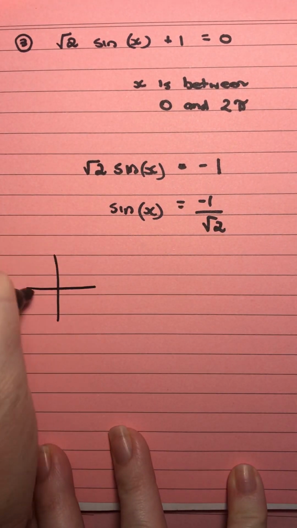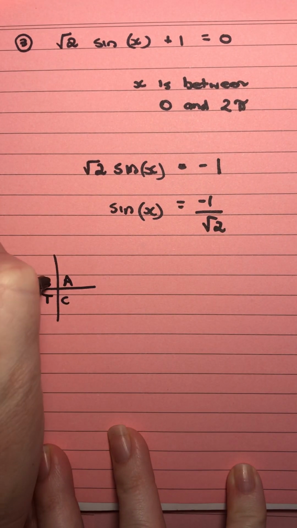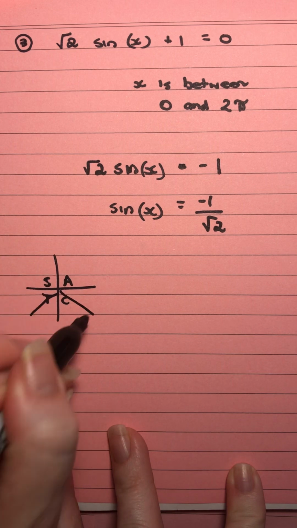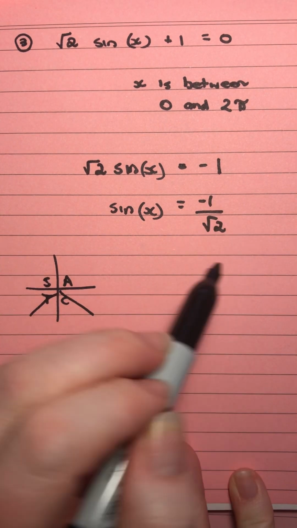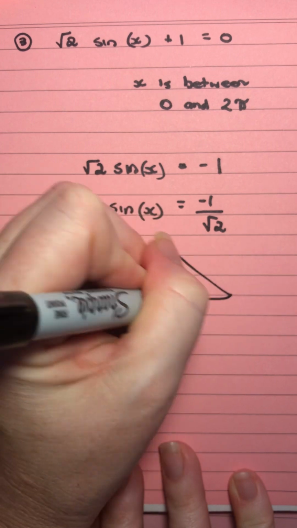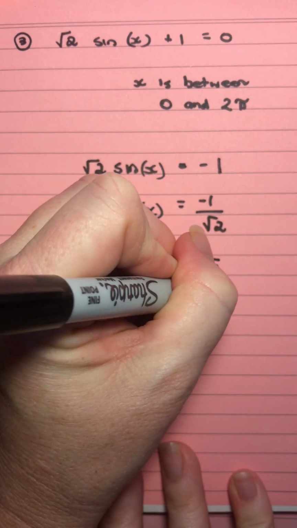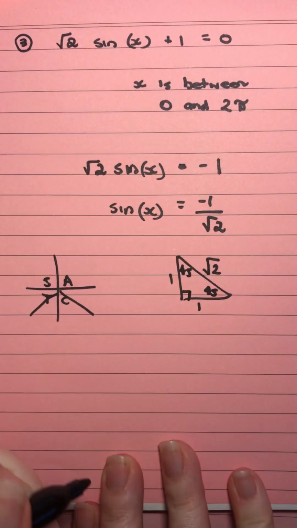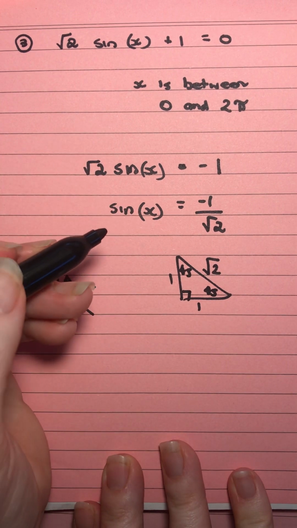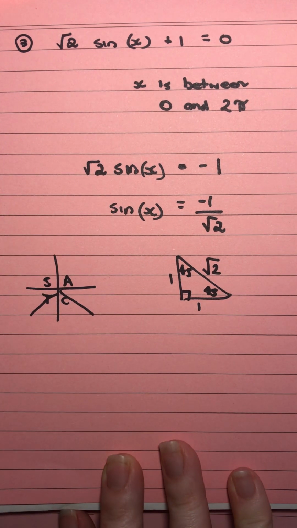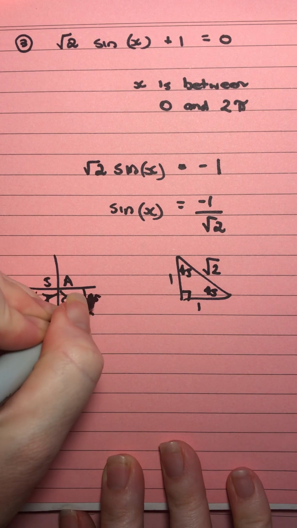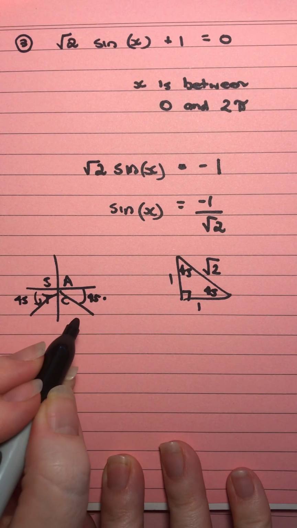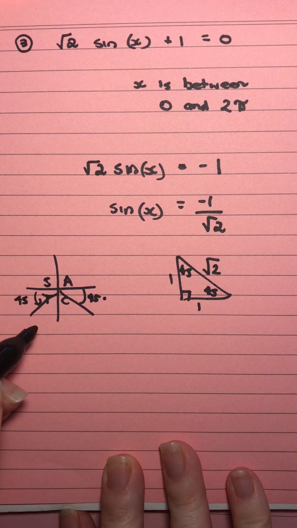If we do a quick sketch, where is sine negative? It's going to be in these two quadrants down here. Now, when I've got 1 on root 2, I know it's going to be my 45-degree triangle. So I know my x is going to be 45. But because I want to get a negative answer, it needs to be 45 here or 45 here, which means I've got 360 take 45 or 180 plus 45.